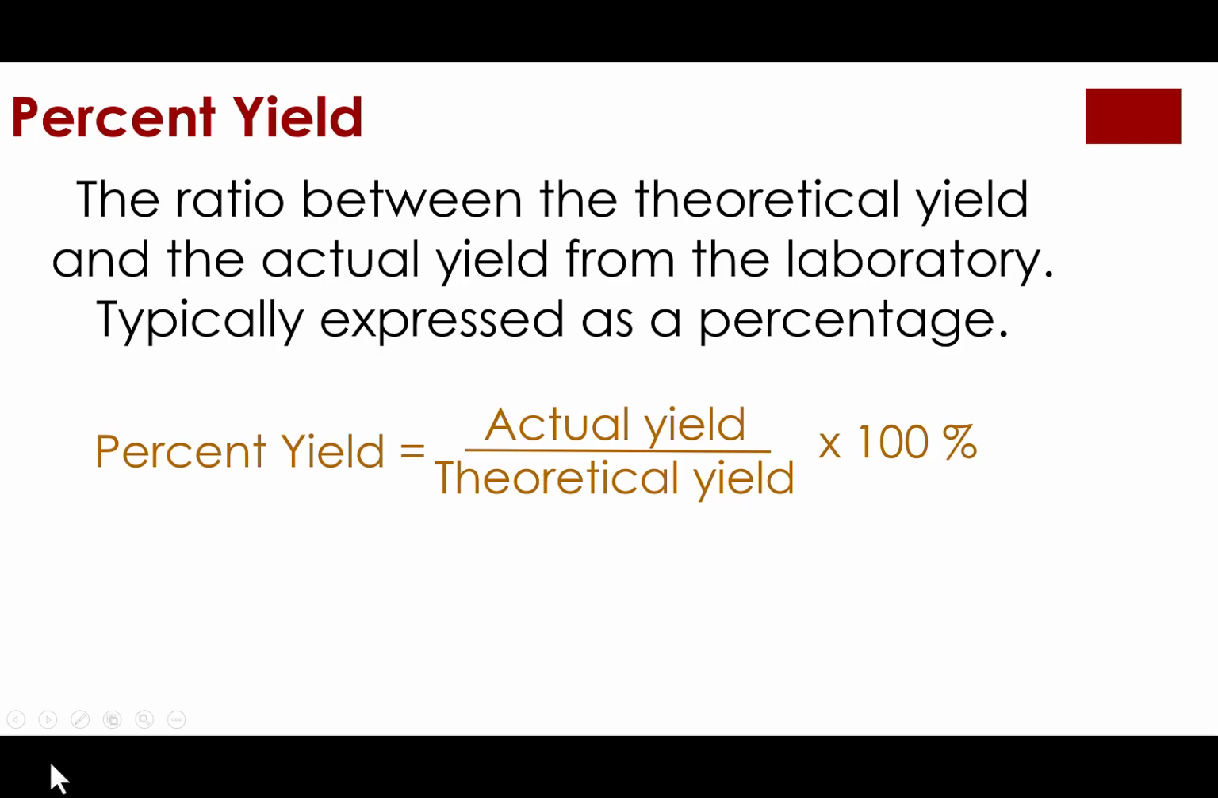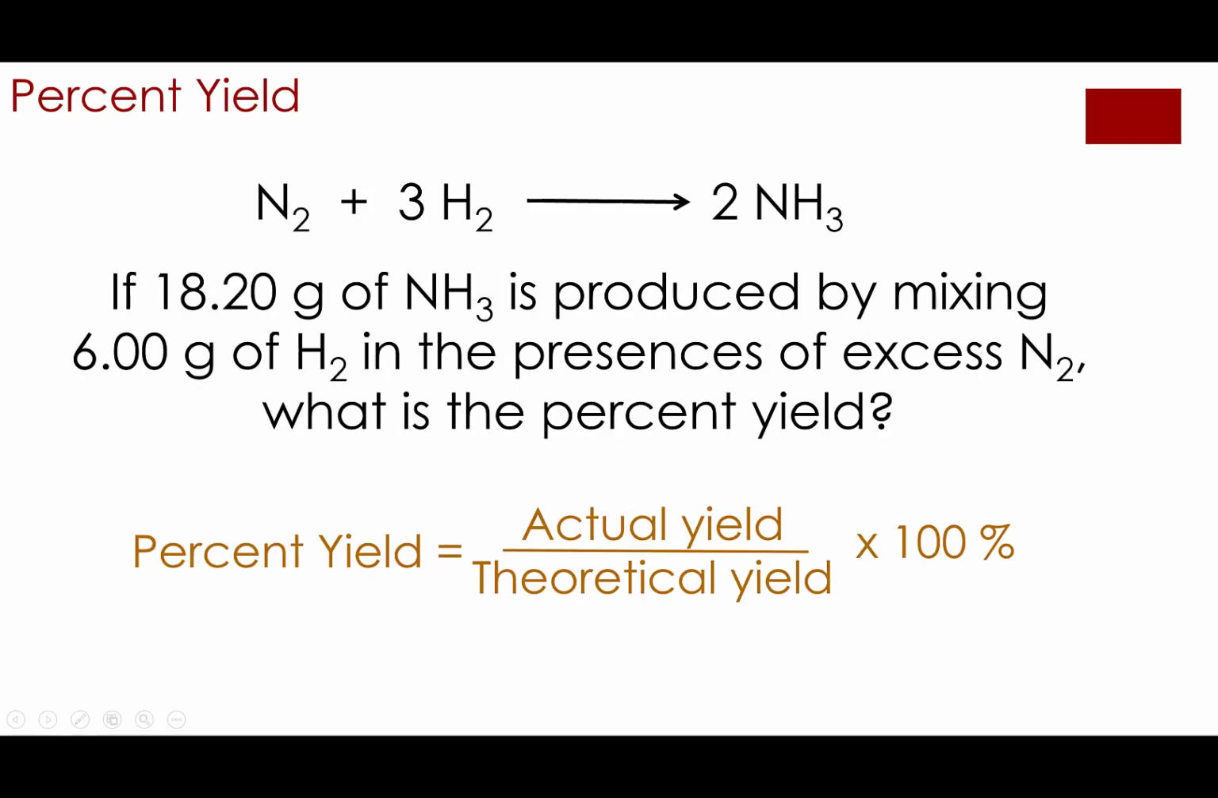So let's dive into a problem. Let's see how this is applied. Okay. So our chemical reaction is nitrogen reacts with hydrogen to make ammonia, NH3. If 18 grams of NH3 is produced by mixing 6 grams of hydrogen in the presence of excess nitrogen, what is the percent yield?